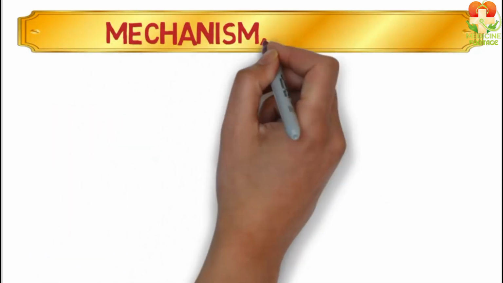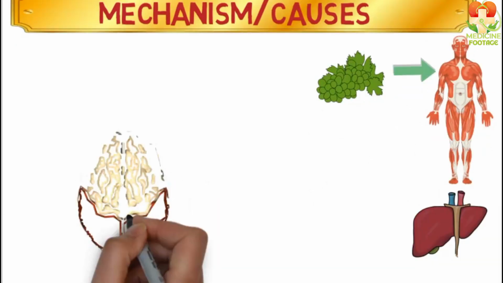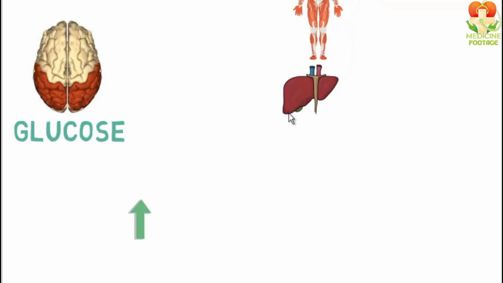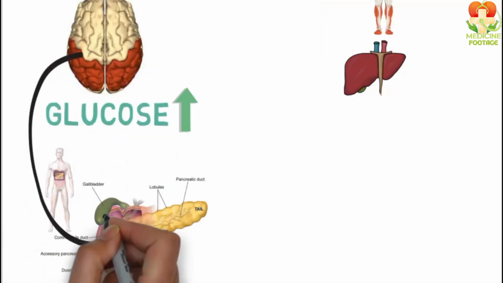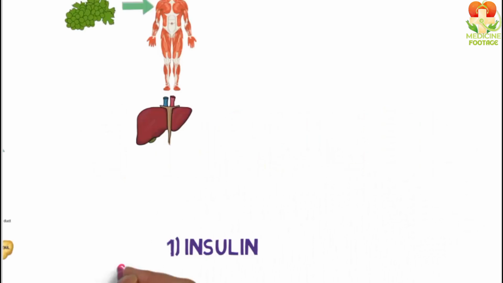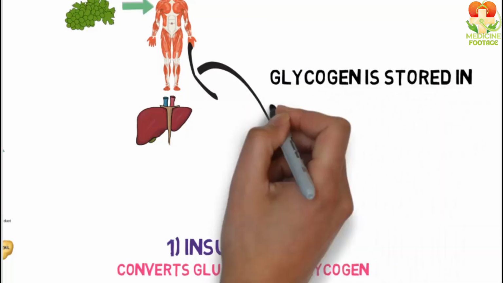The mechanism of diabetes. Let's now understand the mechanism of diabetes. Everything we eat eventually gets converted into glucose and enters the bloodstream. The body stores extra glucose in muscles and the liver for future use. Our brain constantly requires glucose, but we cannot eat continuously to supply it. When glucose levels drop, the body signals the pancreas to release insulin. What does insulin do? Insulin converts glucose into glycogen and stores it in muscles and the liver.